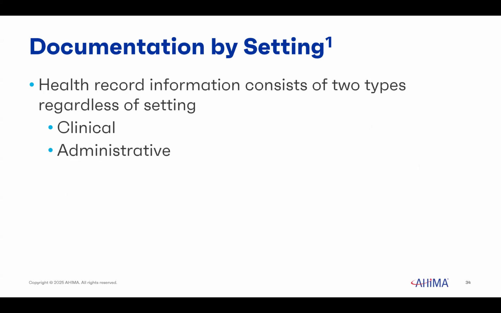And again, health record information typically has two broad types of information. They're either clinical or they're administrative.